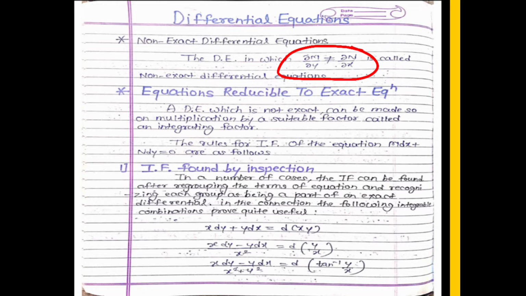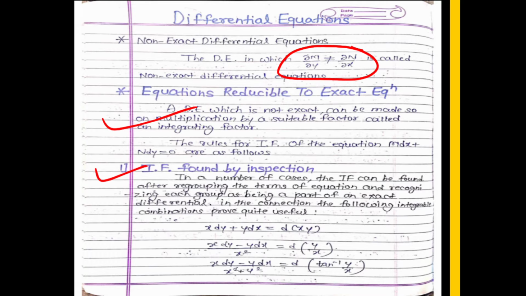how to solve these non-exact differential equations? For the solution of non-exact differential equations, we have to convert the non-exact differential equation into an exact differential equation. For that conversion, we need a factor which is known as the integrating factor. There are several rules for finding the integrating factor.